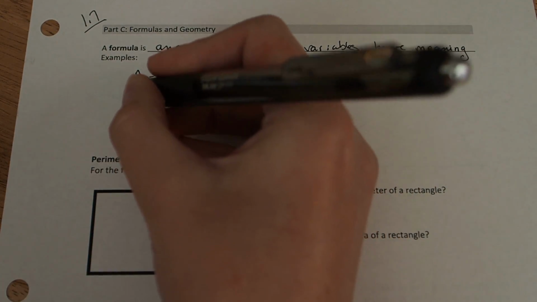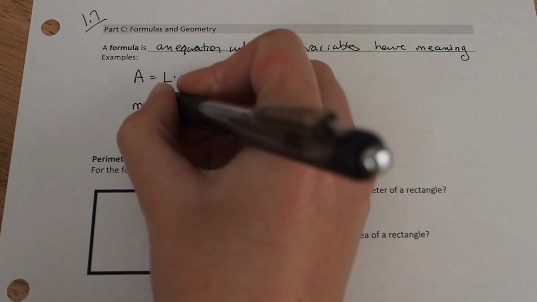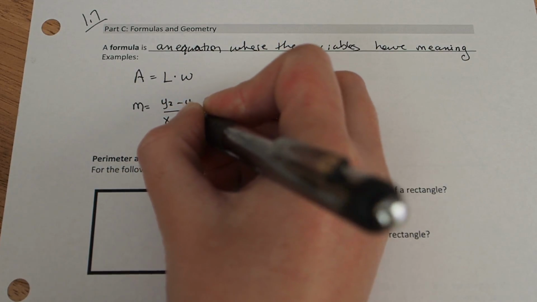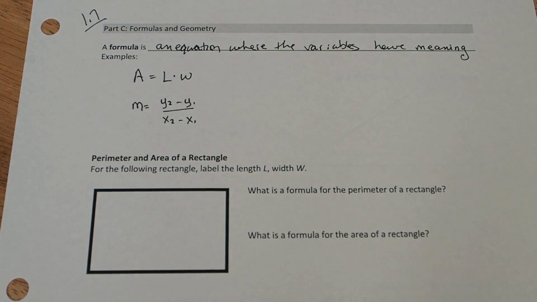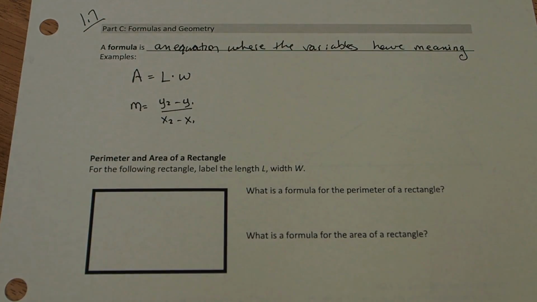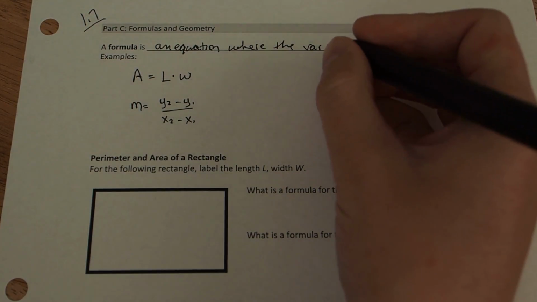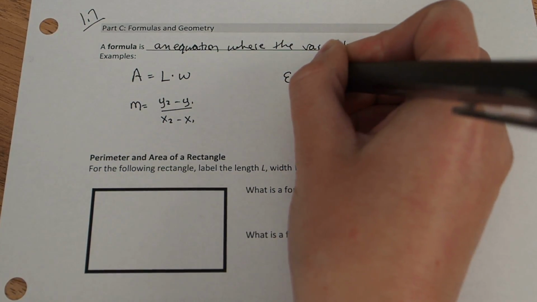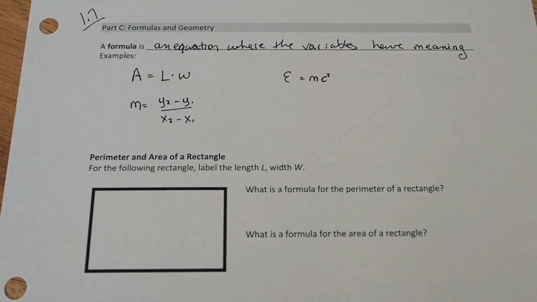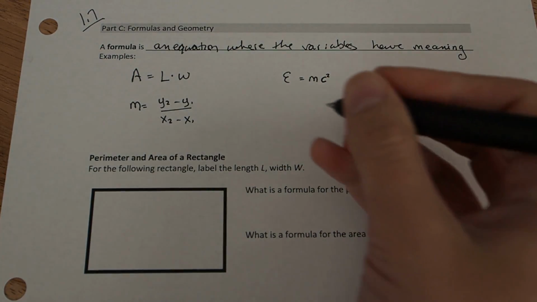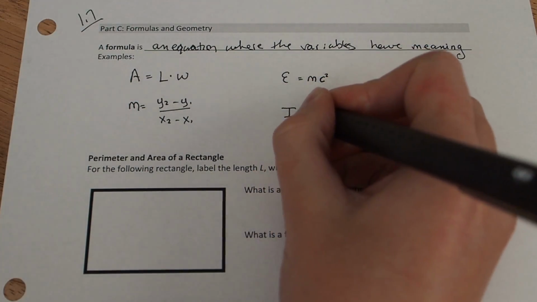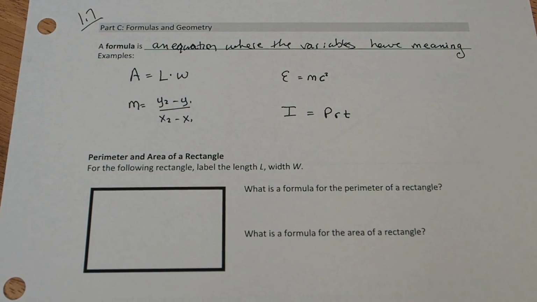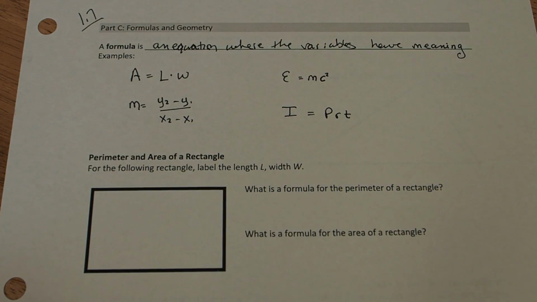If you saw the formula, for example, M equals y2 minus y1 over x2 minus x1, you would associate that with a meaning. This is the formula to find slope between two ordered pairs. If you saw something like E equals mc squared, that's a popular formula, you would recognize that to be Newton's law of energy. If you saw something like I equals P times R times T, you might recognize that as the formula for computing simple interest. Just a few examples of formulas.